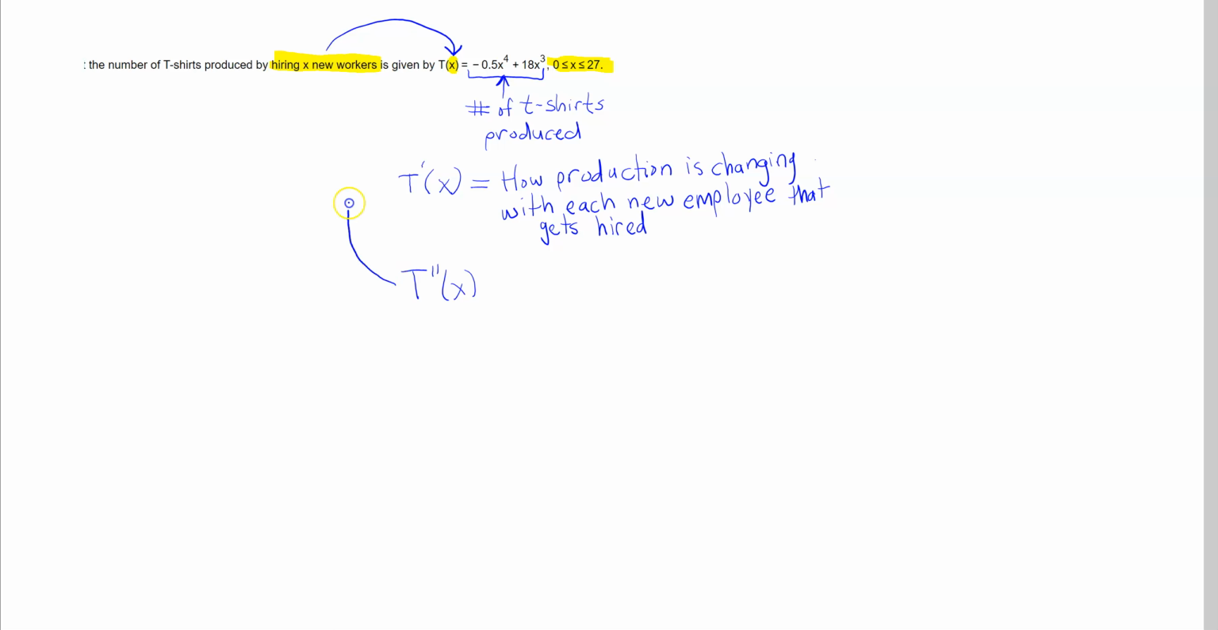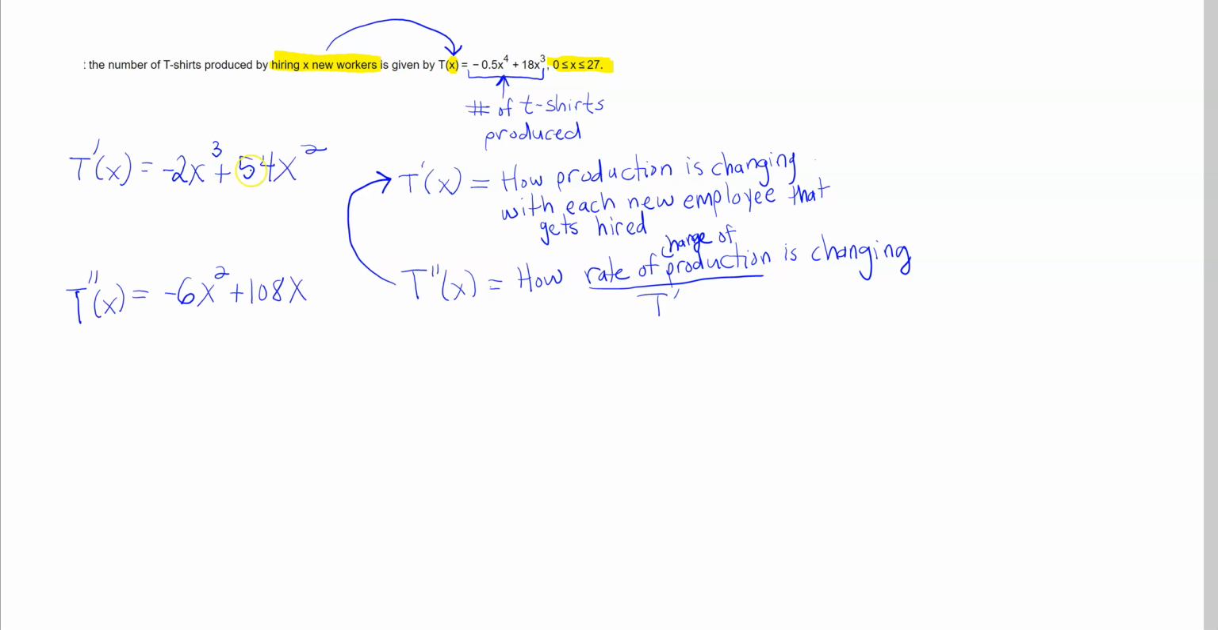T double prime is describing how T prime is changing. It's the rate of change of T prime. So T double prime is describing how the rate of change of production is changing. So let's find both of those real quick. Okay, so I just did some quick power rule to find the first derivative and the second derivative.